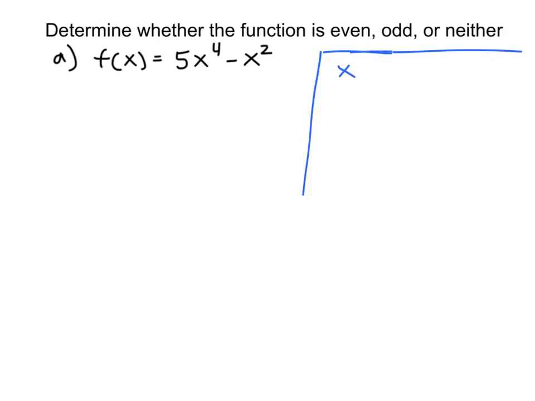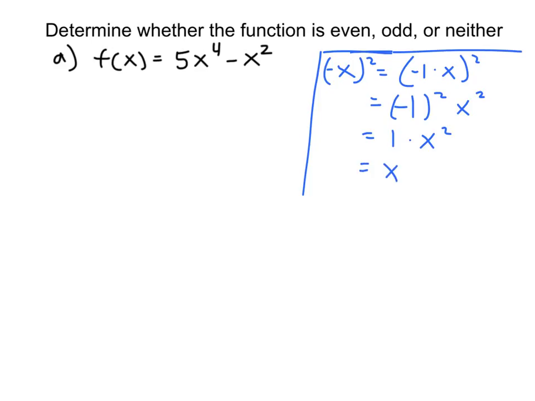First, if you have negative x squared, this is the same thing as negative 1 times x squared. You can distribute the square amongst products, so it's negative 1 squared times x squared. Negative 1 squared is 1, so 1 times x squared, which is the same as x squared. So negative x squared is the same thing as x squared. And that's going to be true whenever the power is even.